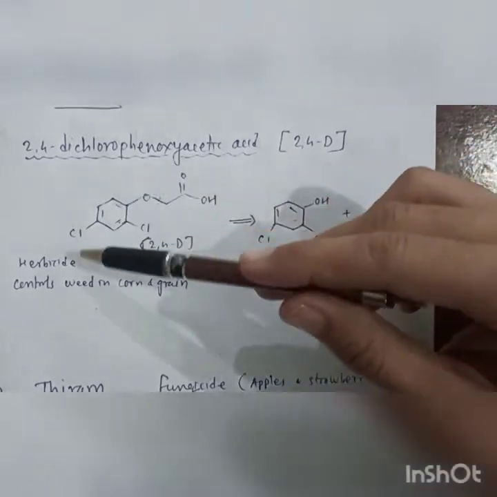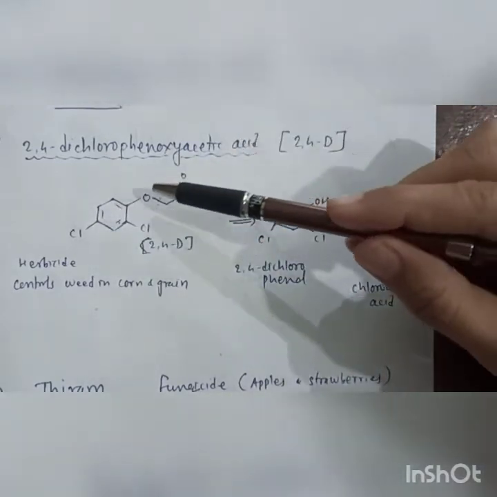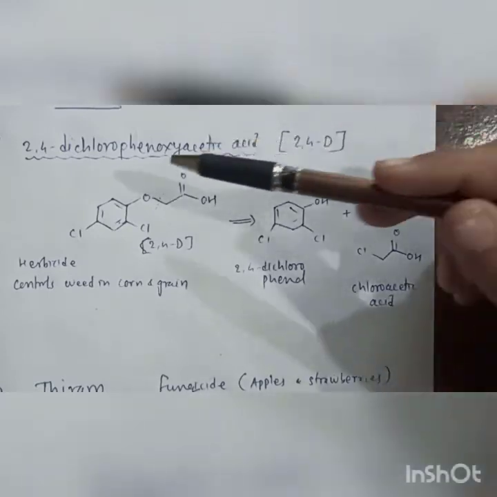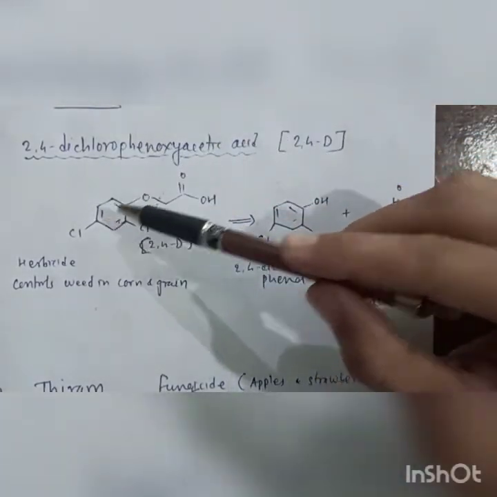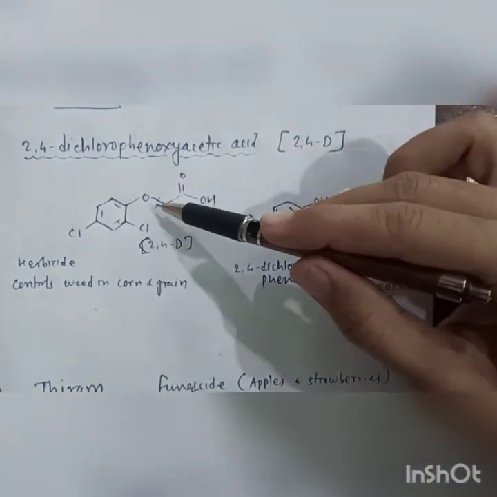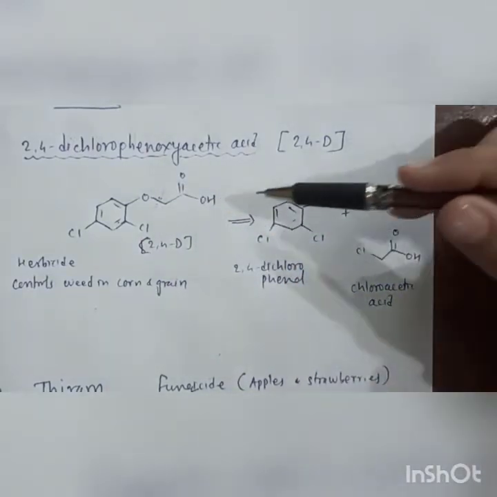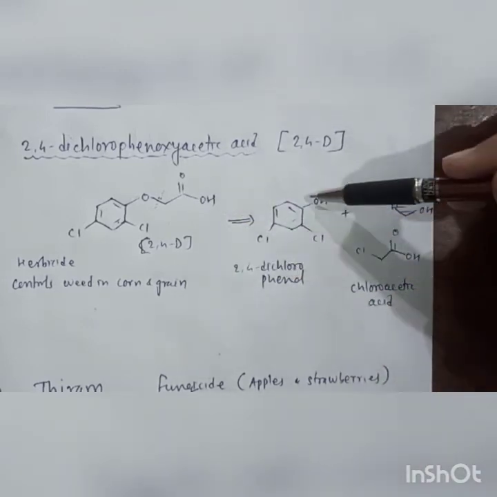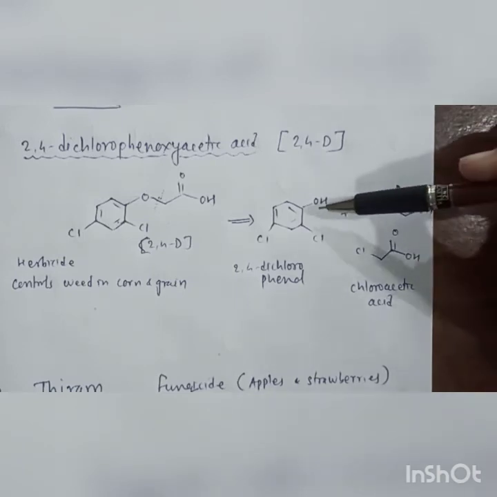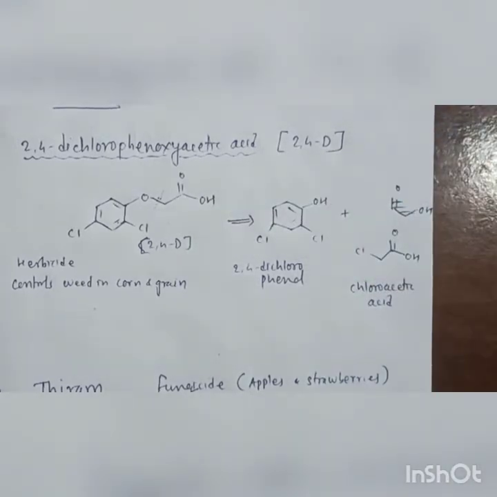Again, you have to remember the structure of 2,4-D. A very simple structure: benzene ring, 2 chloro groups and OCH2COOH. The name itself indicates the structure, 2,4-dichlorophenoxyacetic acid. A very simple disconnection. If you disconnect the bond over here, I will put OH and Cl. Therefore, the starting materials are 2,4-dichlorophenol plus chloroacetic acid. So reaction of 2,4-dichlorophenol with chloroacetic acid will give you 2,4-D.